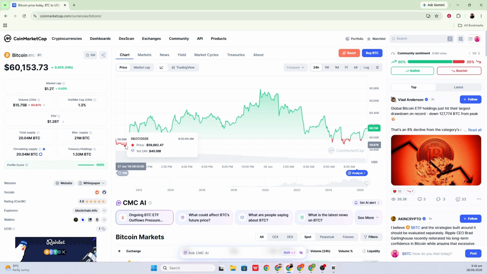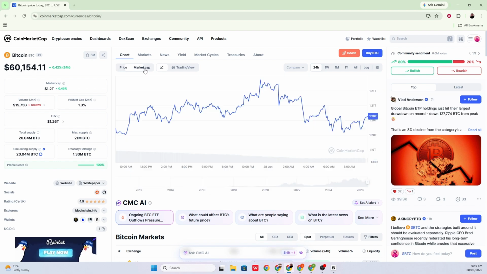Select Market Cap to view the blue line. This displays the total circulating value of the coin based on the price and circulating supply. At the bottom of the chart, check the volume bars. These gray vertical bars represent trading volume for each period. Taller bars indicate a higher amount of buying and selling activity during that time frame.